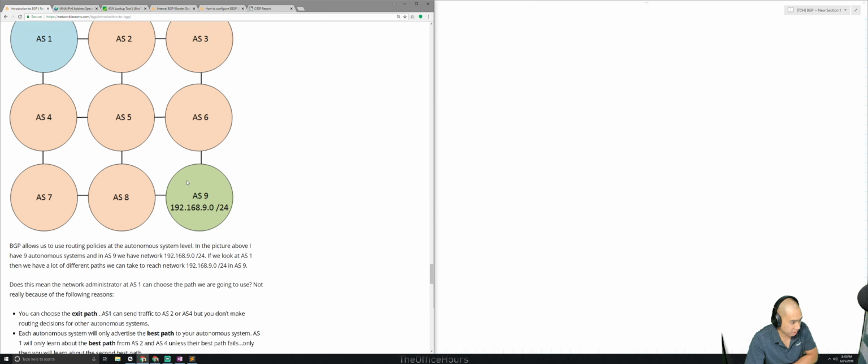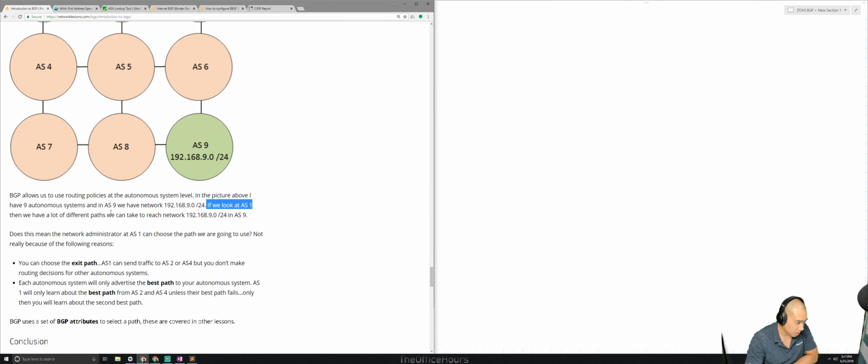In the picture above, I have 9 autonomous systems, and in AS9 we have this network 192.168.9.0/24. If we look at AS1, then we have a lot of different paths we could take to reach network 192.168.9.0/24 in AS9. Does that mean the network administrator at AS1 can choose the path we are going to use? Not really, because of the following reasons.